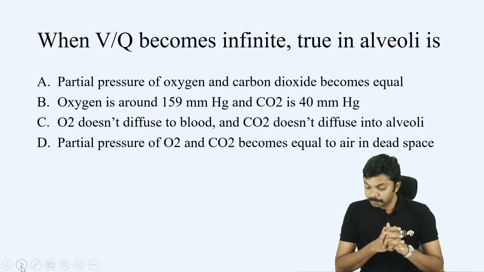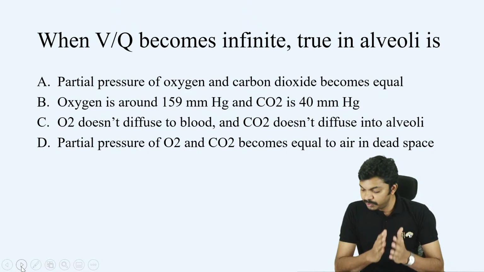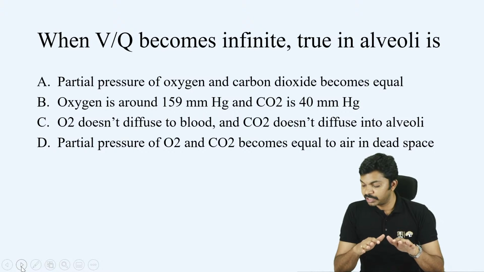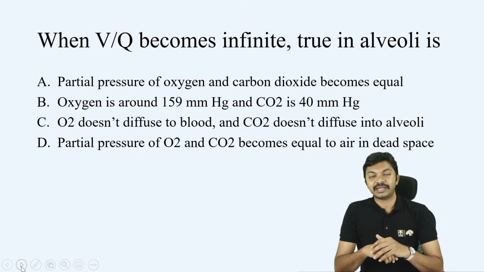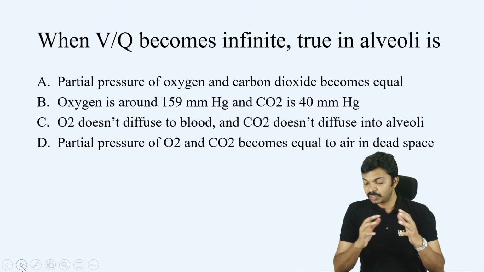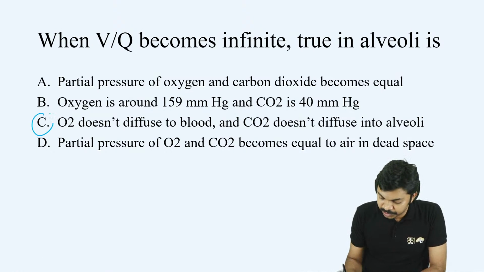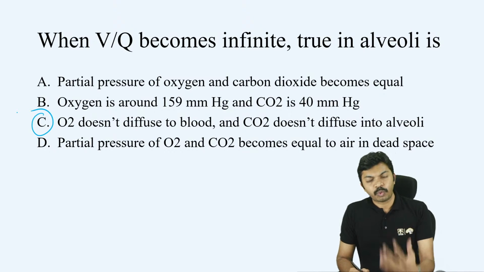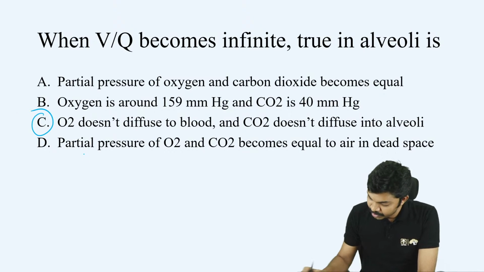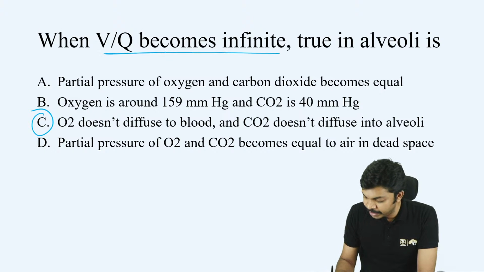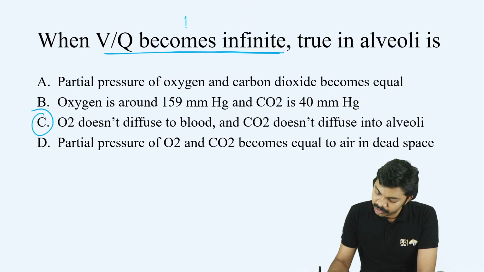mercury. Option C: oxygen doesn't diffuse to blood and carbon dioxide doesn't diffuse to alveoli. Option D: partial pressures of oxygen and carbon dioxide become equal to air in dead space. Alright people, these are all the options that we have. The best answer is option C. Anyway, let's see why option C is the right answer. Now, V by Q becomes infinite. That itself tells us that this patient is having dead spaces.